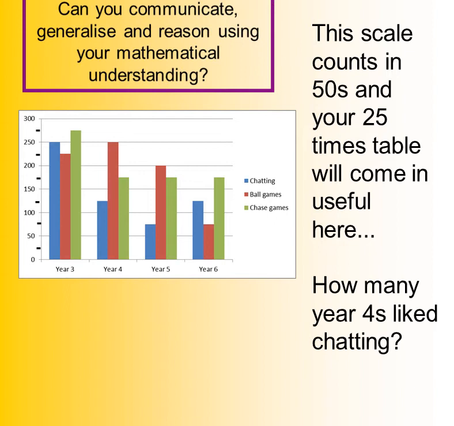Now you can see that the scale counts in 50s. We've got 0, 50, 100, 150, 200, 250, 300. Now this is where your 25 times table information will come in useful here. You can see that I've put a tiny little line between 0 and 50, and again between 50 and 100, and so on. Now that is going to show me where my halfway point is, where my 25 times table knowledge will come in useful. So I could actually write on my first little line 25. So then my scale would go 0, 25, 50.